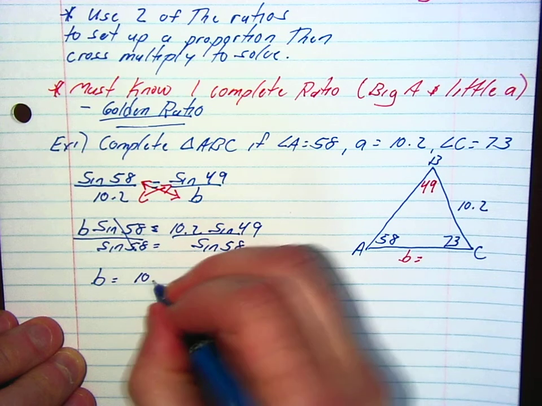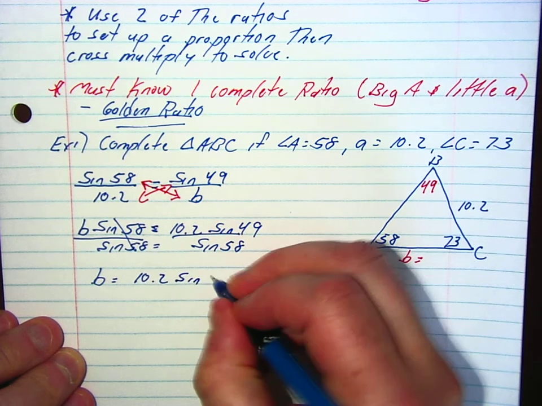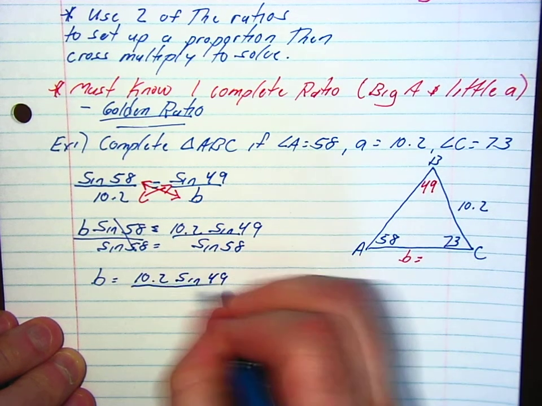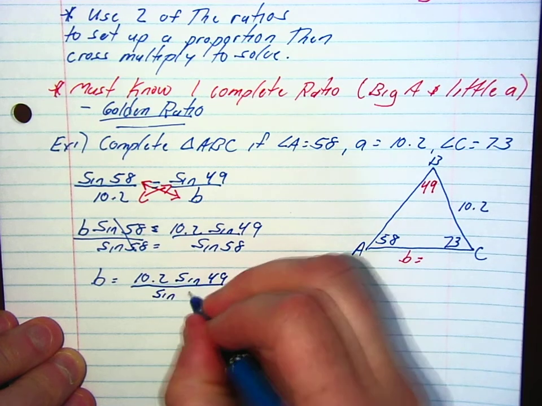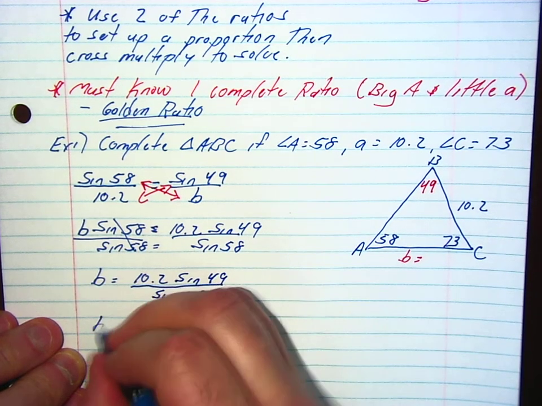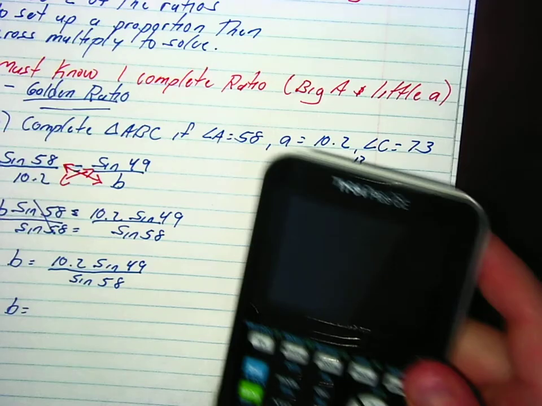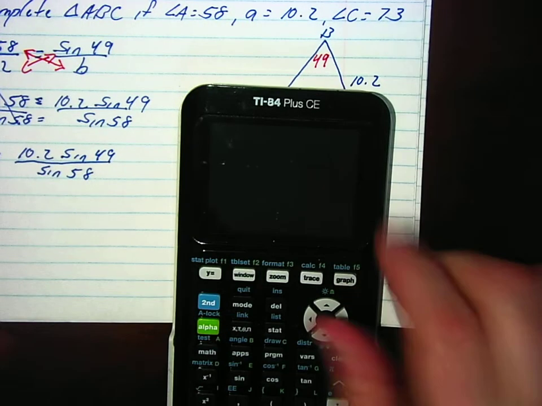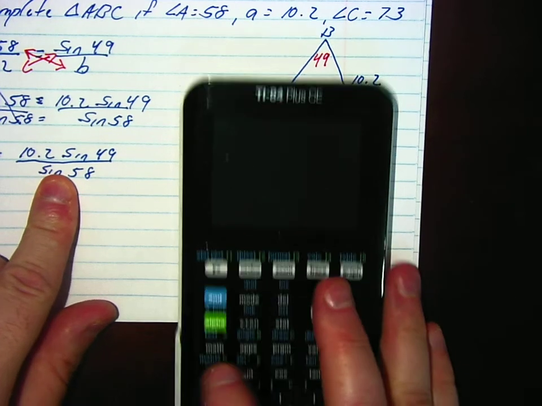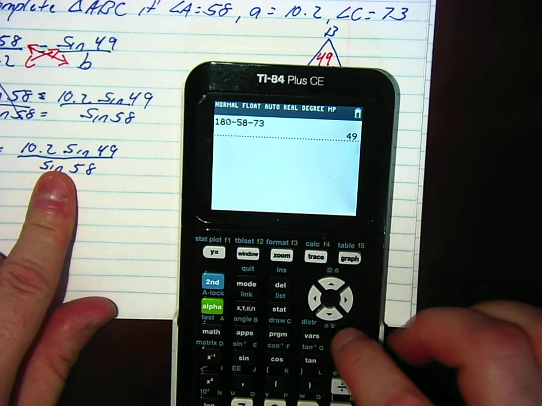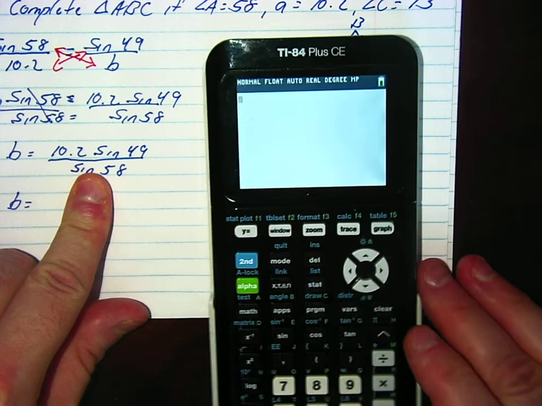For B: 10.2 times the sine of 49 over the sine of 58. And we're just going to go to the calculator and put that all in. Now you've got to be careful putting this in your calculator because people get this wrong. This is why you have to show me all the work too, because you might just mess up putting it in your calculator and then you don't want to get no credit for something.